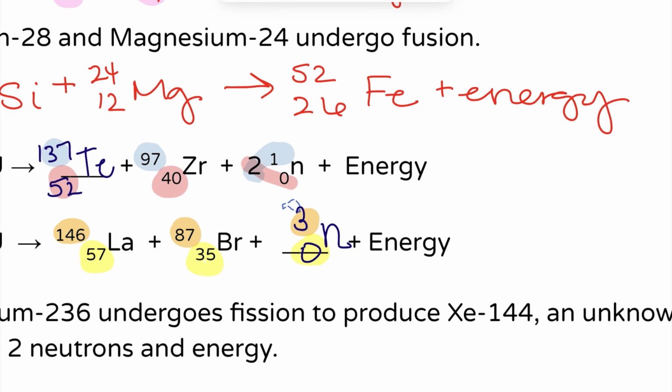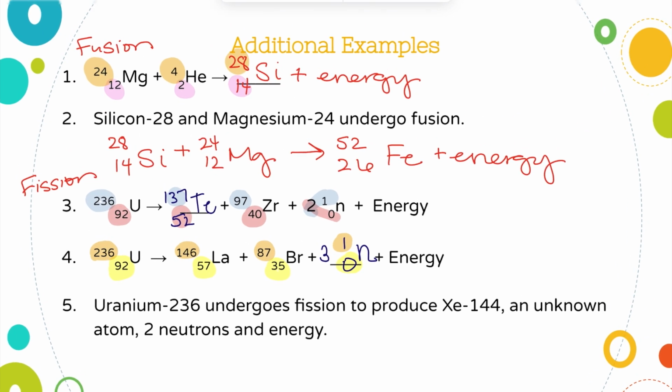So that 3, we're going to make it a coefficient, and I'm going to put a 1 here because each neutron only has a mass of 1. And so we use a coefficient to say how many neutrons we have that are being emitted as that undergoes fission. All right, looking at our next one, uranium-236, again, undergoes fission to produce, this time, xenon-144, an unknown atom, 2 neutrons and energy.